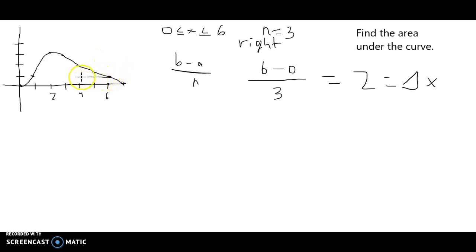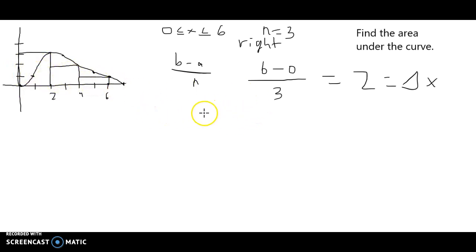So we're going to make our rectangles. Just go 2 over. You go up to the point right here. 2 over, down. So nice rectangle. Then you're going to go 2 over and down. So we got rectangle 1, 2, and 3.